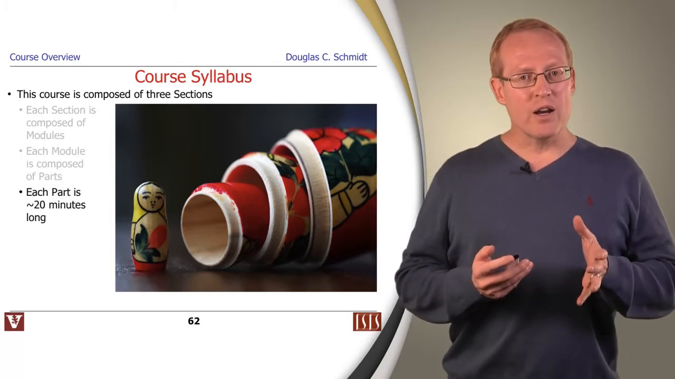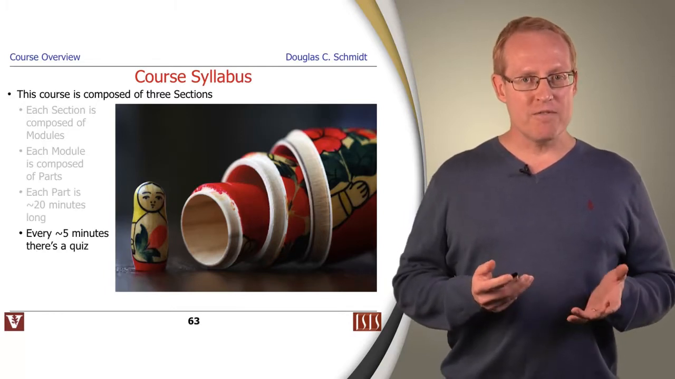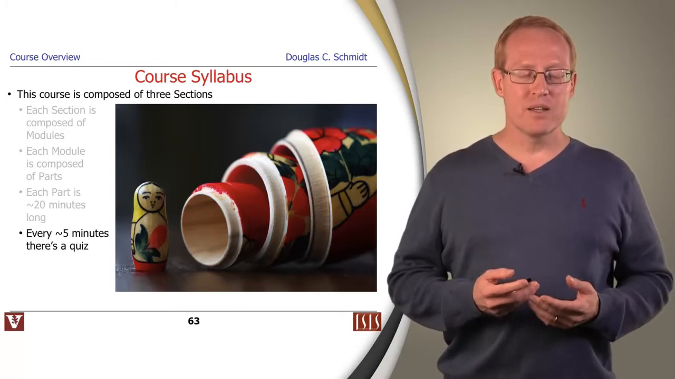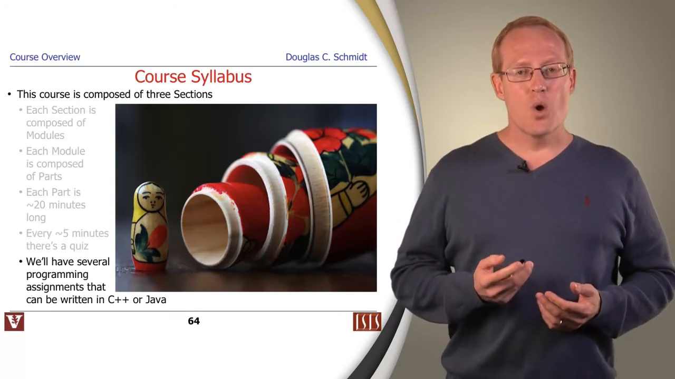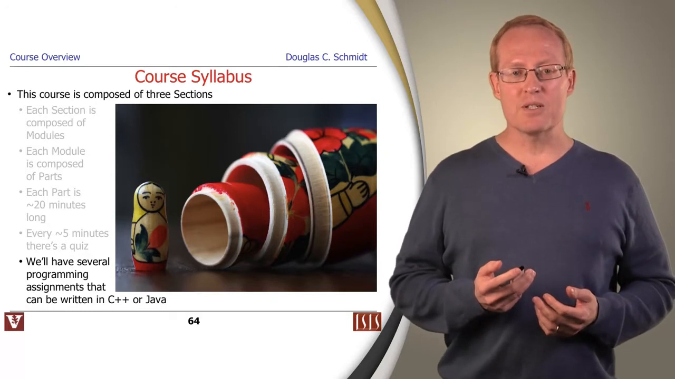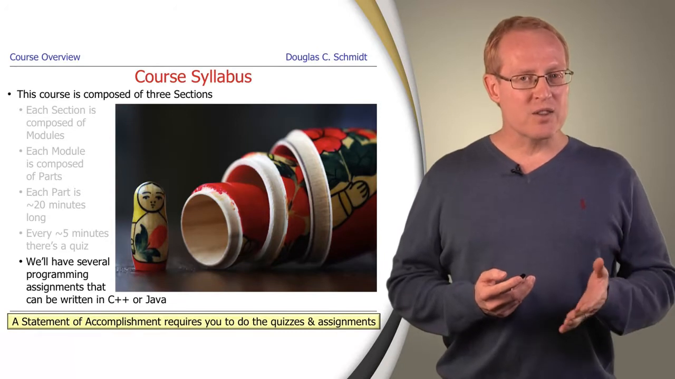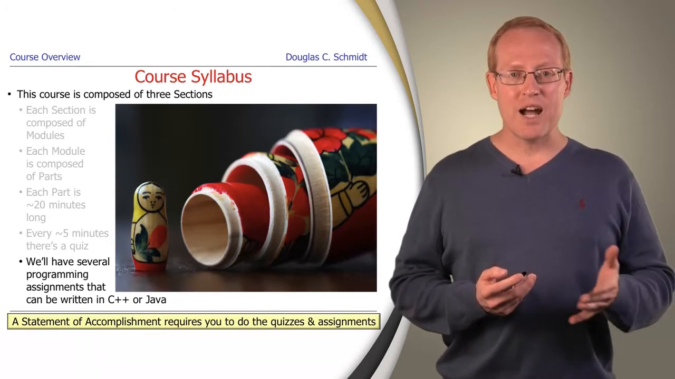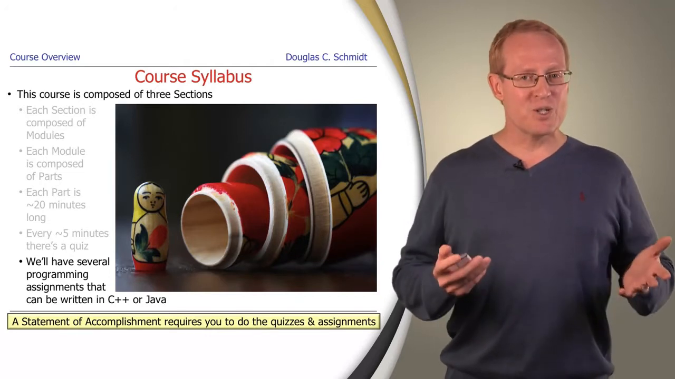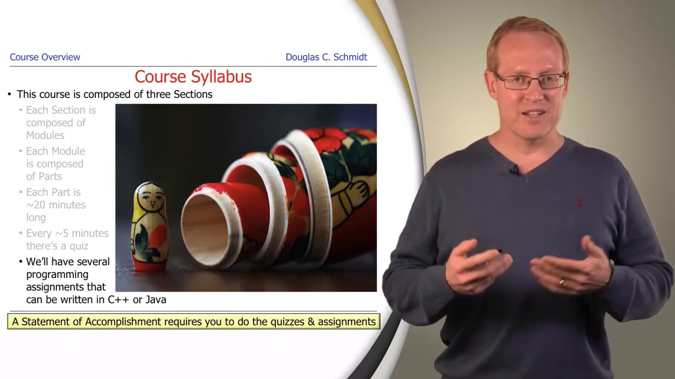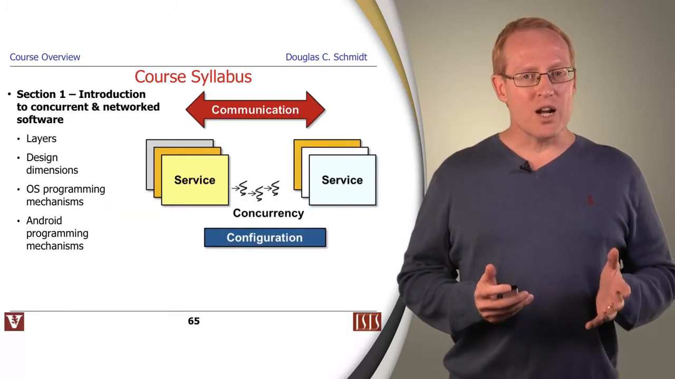You'll find that each part is roughly 15 to 20 minutes long or so, and around every 5 minutes, a quiz will pop up so you can check to see whether you're keeping up and mastering the material that we're covering. We're also going to have several programming assignments that can be written in either C++ or Java. If you're trying to take the course to get a so-called statement of accomplishment, then you're required to do the quizzes and the assignments. If you're just taking the course to learn the material and expand your knowledge, you can ignore the quizzes and assignments. So let's talk about each of the sections.